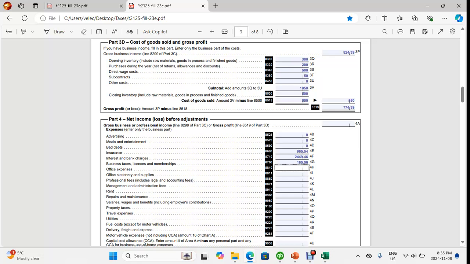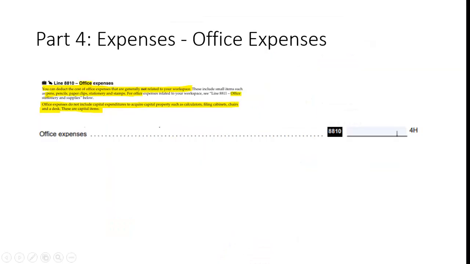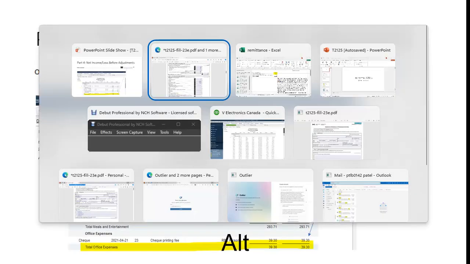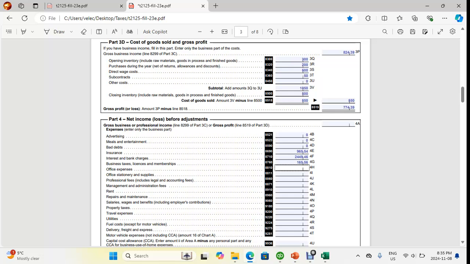Next you have your office expenses. For office expenses, you can deduct the cost of office expenses that are not related to your workspace. Could be your pen, pencil, paper clip, stationery, and stamps. These do not include capital expenditures like calculators, filing cabinets, chairs, and a desk. These are capital items. So office expenses will be zero in this case.